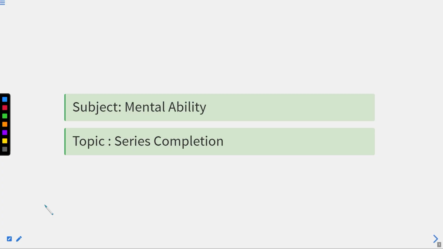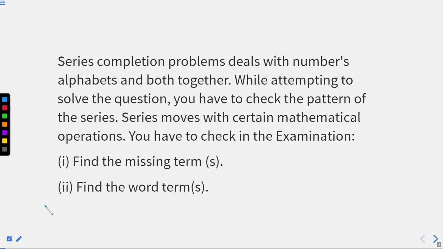Today we are starting with the mental ability series. In this series we are starting with our first chapter, that is series completion. In this chapter we are going through multiple series which include series related to the alphabet, to the numbers, and both together. While attempting the questions, you are supposed to look at the pattern which is followed in the series. Here we are going through multiple series as I mentioned.